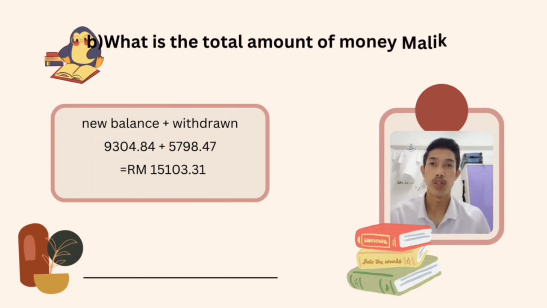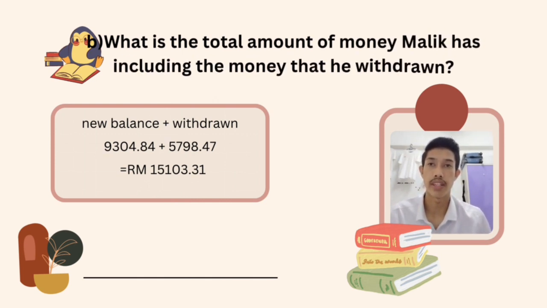For question B, the new balance is 9,304 ringgit and 84 cents plus the withdrawn money, which is 5,798 ringgit and 47 cents. So the total amount of money that Malik has, including the money that he has withdrawn, is 15,102 ringgit and 31 cents.